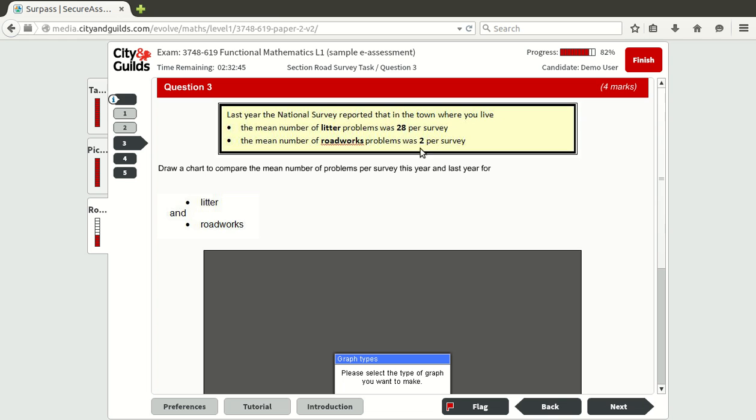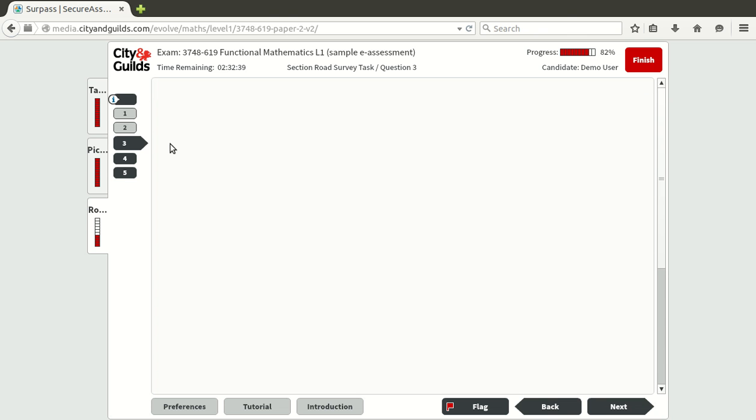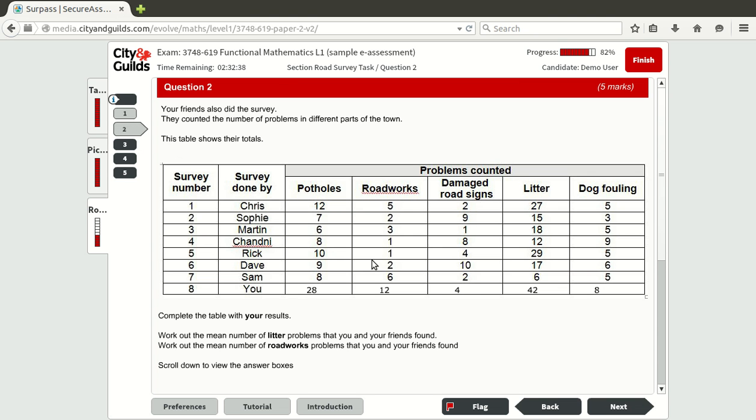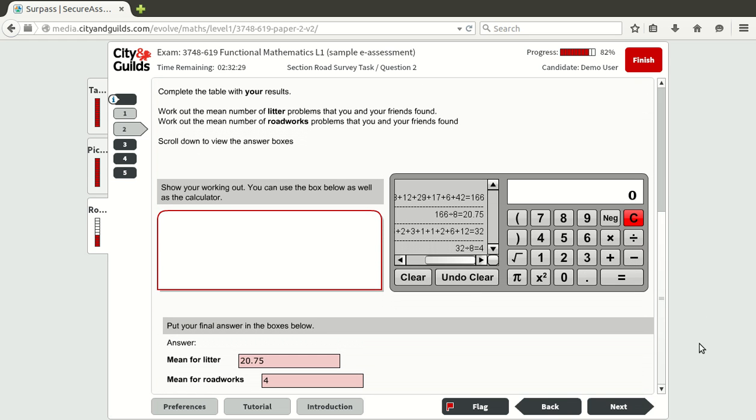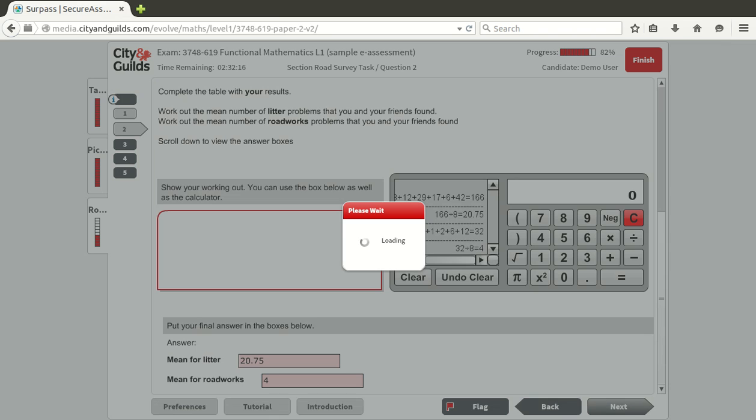So this survey was for last year, and I'm going to question 2, and this survey is for this year. Okay, so now we need to use our mean scores for last year and this year. So these would be our mean scores for this year. So that's 20.75 and 4.